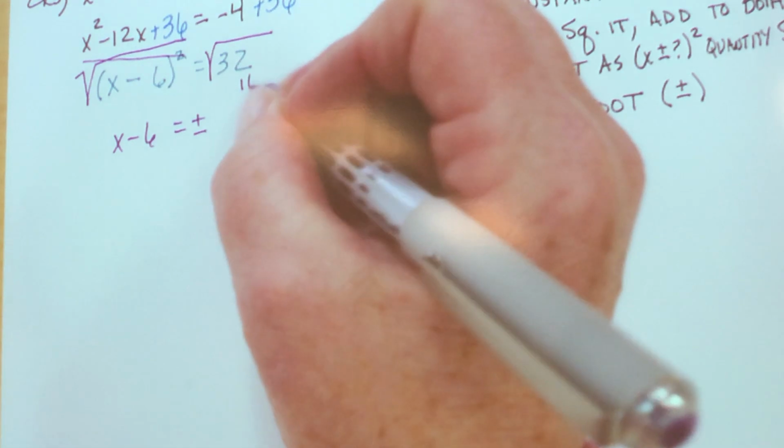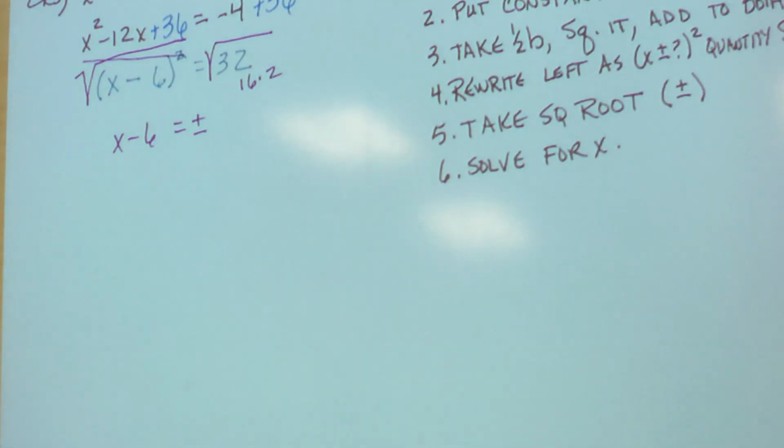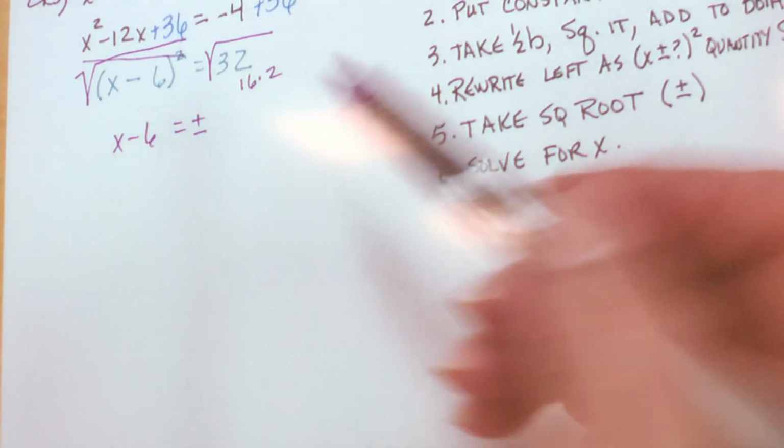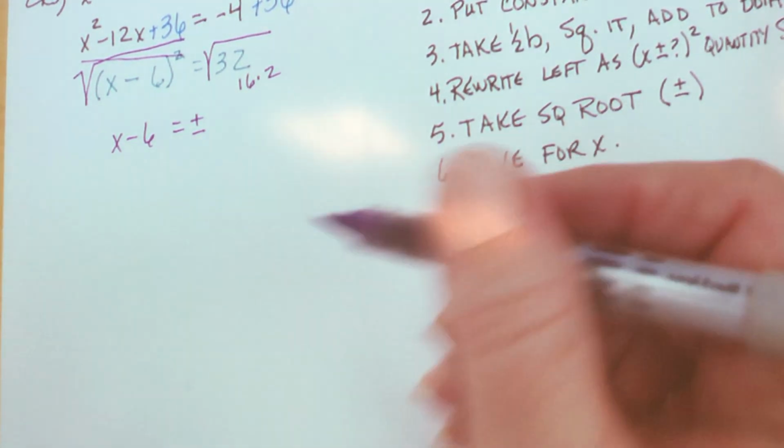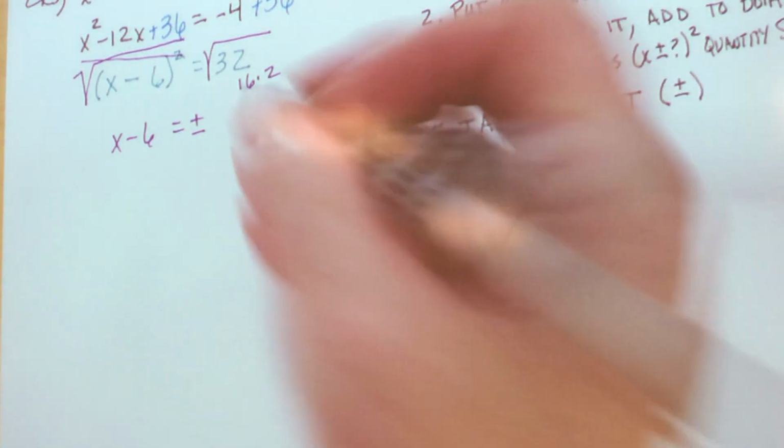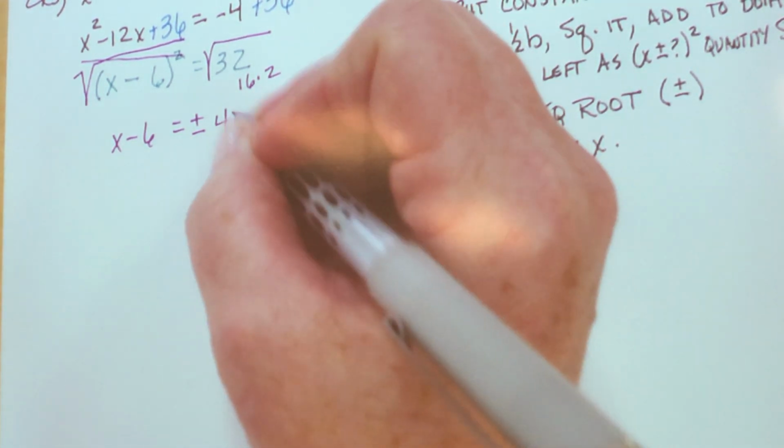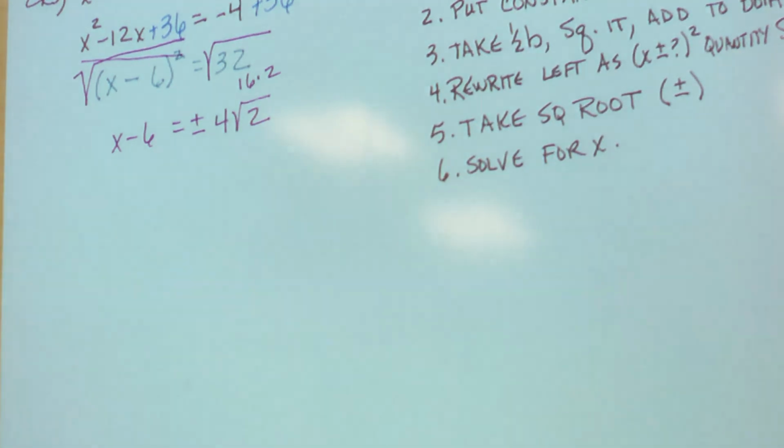16. 16 times 2. Is this more difficult to do if you don't know your multiplication facts? Yeah. Math is harder if you don't know how to multiply. If you have to stop and think about those multiplication facts, it's just going to take you long. What's the square root of 16? 4. Since I took its square root, it goes on the outside. And the 2. Eight. Now what do I do?